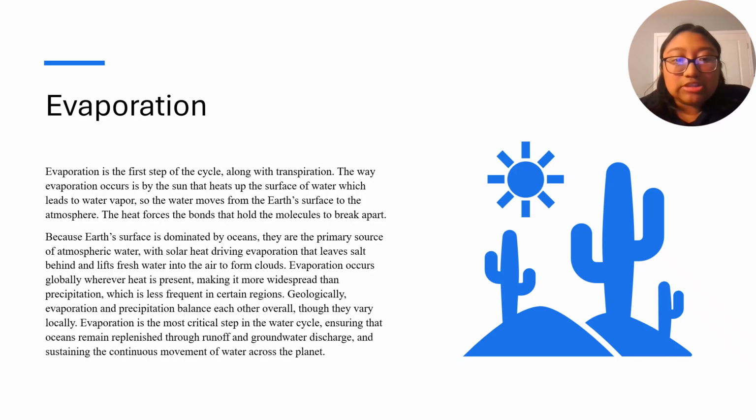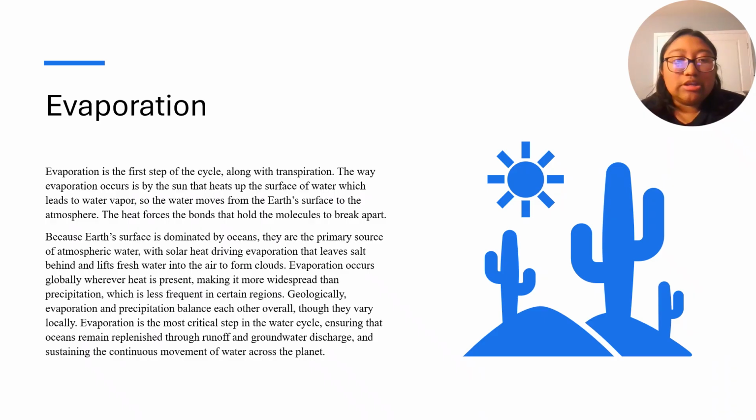Because the Earth's surface is dominated by oceans, they are the primary source of atmospheric water, with solar heat driving evaporation that leaves salt behind and lifts fresh water into the air to form clouds. Evaporation occurs globally wherever heat is present, making it more widespread than precipitation, which is less frequent in certain regions.